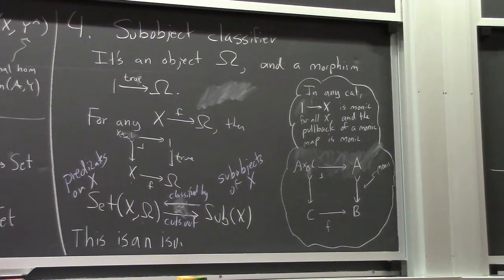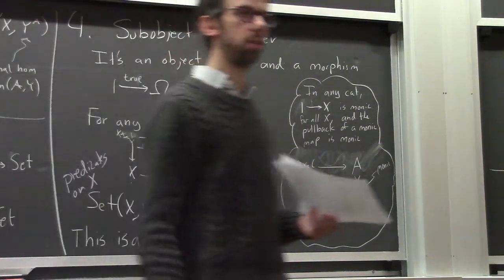Going off on that, what does iso mean if these are not internal objects? Do you just want a bijection between sets, or is there a naturality condition? This is a bijection between sets. No naturality required. Other questions?